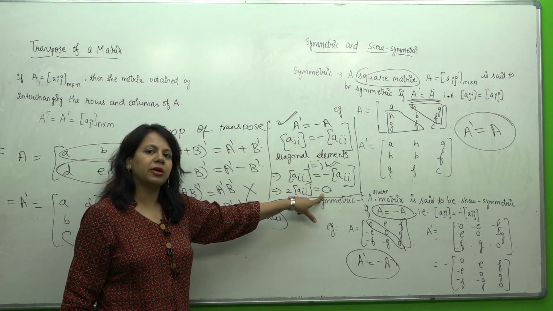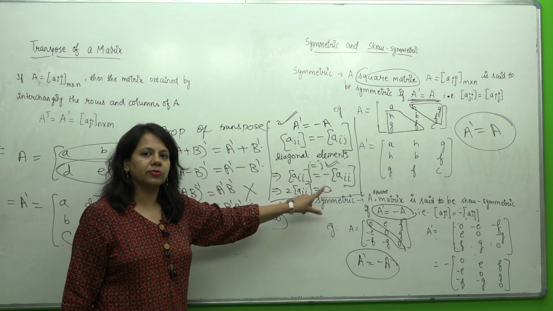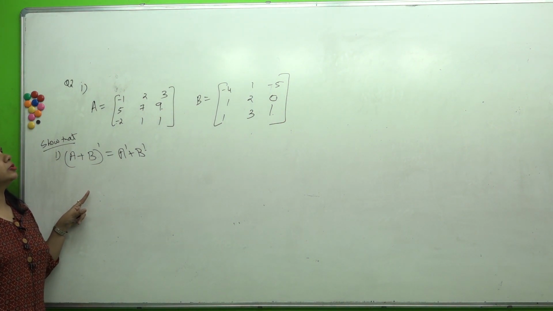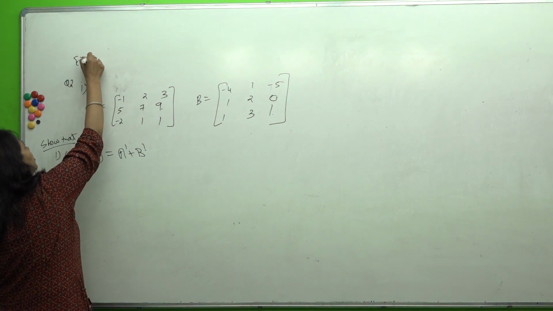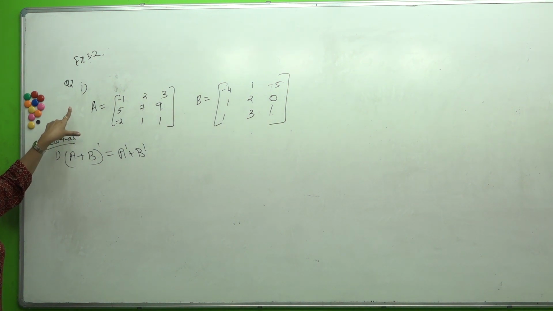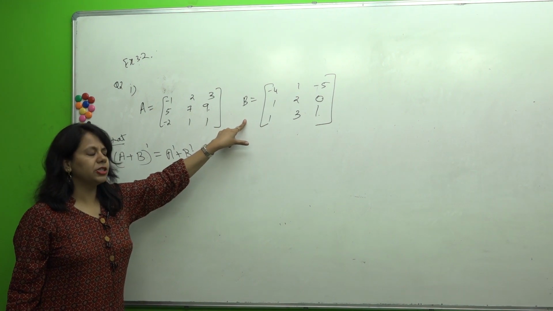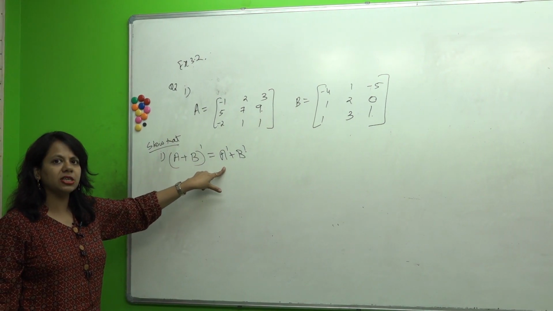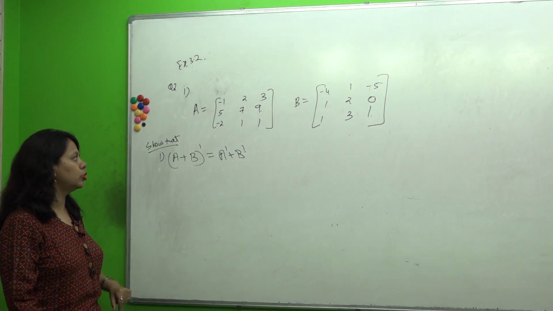Now we would be taking some questions on symmetric and skew symmetric matrix. So we just now learned transpose of a matrix. So let us take up a question from our textbook. Exercise 3.3, question 2, first part is what I'm taking up over here. I have an A matrix given to me and I have this B matrix given to me. I'm supposed to prove that (A plus B) whole dash is equal to A dash plus B dash. This is what I'm supposed to show.